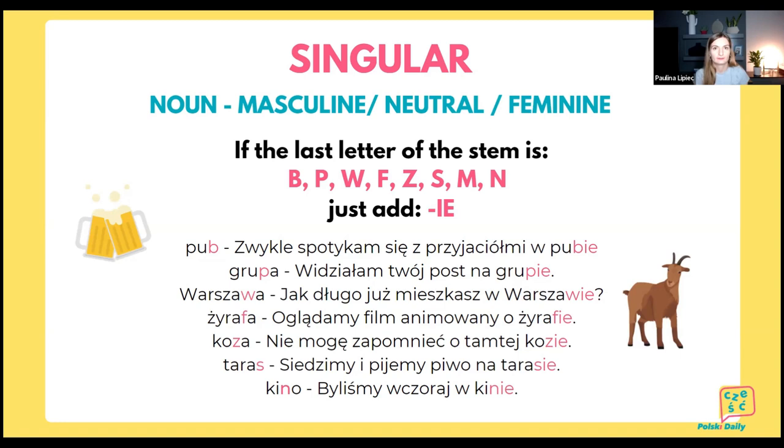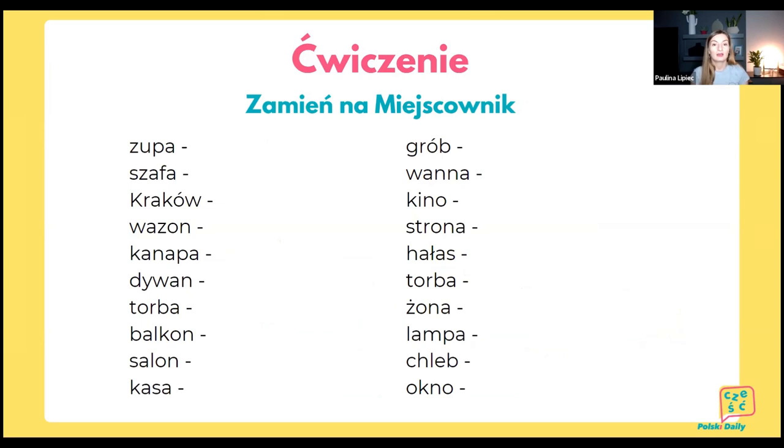Taras. Siedzimy i pijemy piwo na tarasie. We are sitting and drinking beer on the terrace. Kino. Byliśmy wczoraj w kinie. We went yesterday to a movies, to a cinema. But we said, Byliśmy, we were yesterday in a cinema. That's the correct translation. Okay, and that's your exercise.